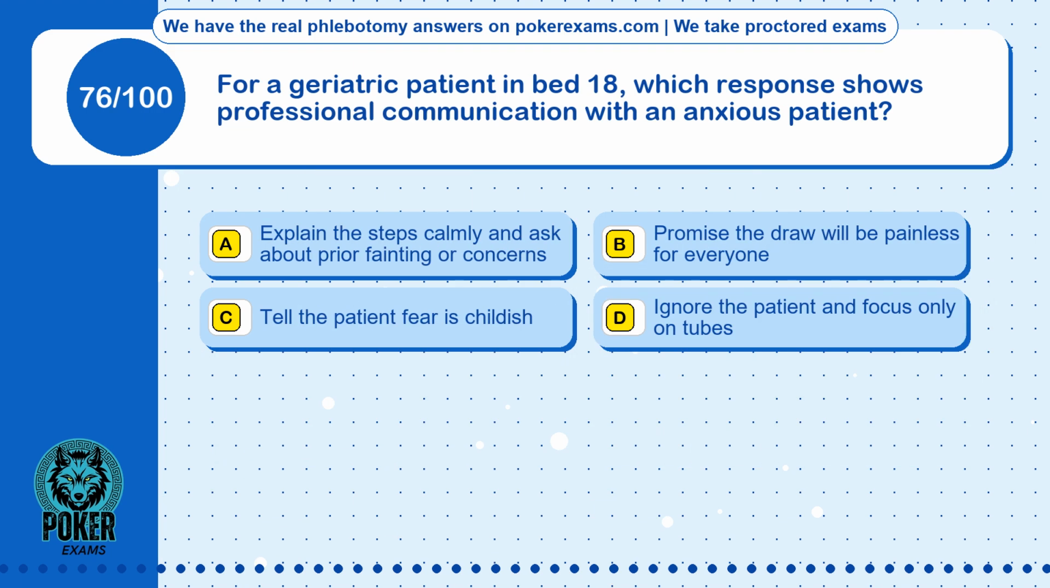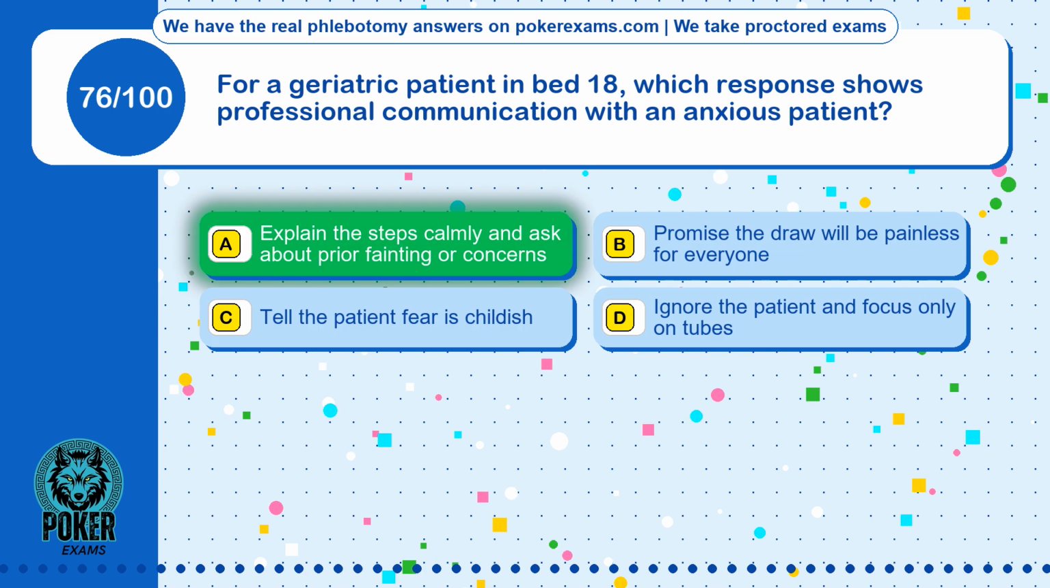Question 76. For a geriatric patient in bed 18, which response shows professional communication with an anxious patient? Option A. Explain the steps calmly and ask about prior fainting or concerns. Option B. Promise the draw will be painless for everyone. Option C. Tell the patient fear is childish. Option D. Ignore the patient and focus only on tubes.